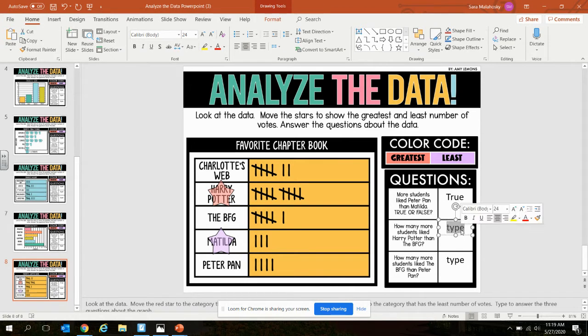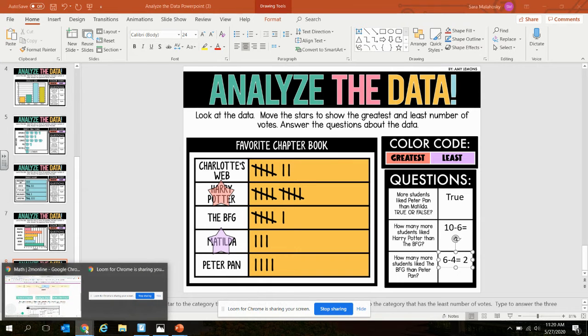How many more students liked Harry Potter than BFG? So we're going to look at the difference. 10 students liked Harry Potter and 6 students liked BFG. So what is the difference? 4. How many more students liked BFG than Peter Pan? So let's look at BFG. BFG had 6. Peter Pan had 4. What's the difference? 6 minus 4 is 2. Okay.